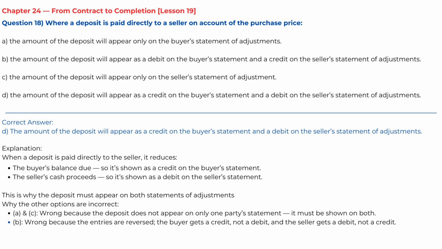Why the other options are incorrect? A and C. Wrong because the deposit does not appear on only one party's statement, it must be shown on both. B. Wrong because the entries are reversed. The buyer gets a credit, not a debit, and the seller gets a debit, not a credit.